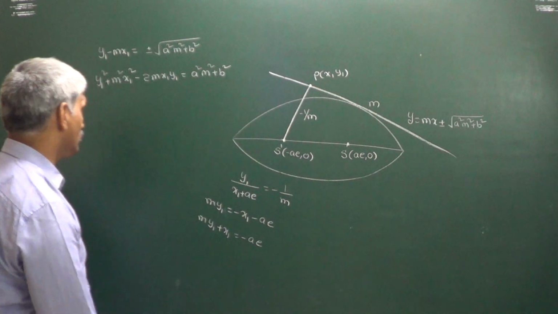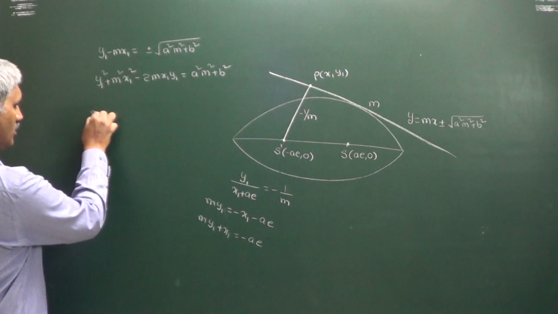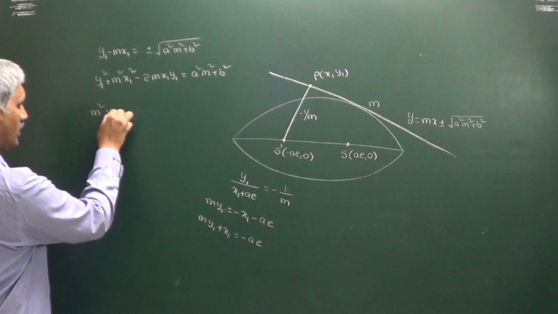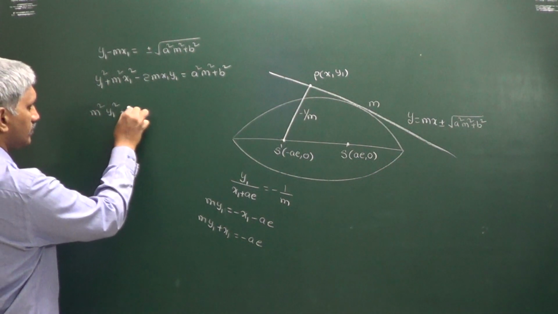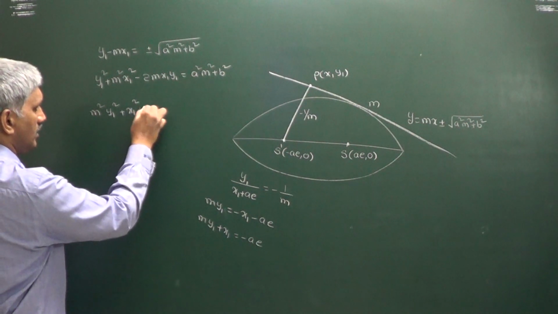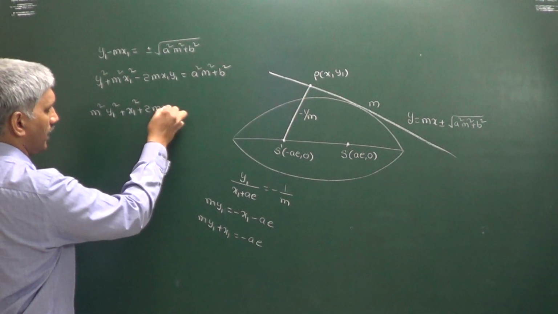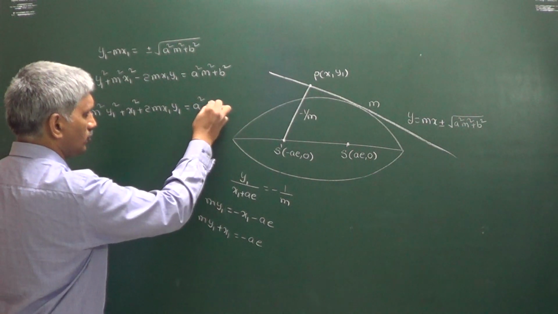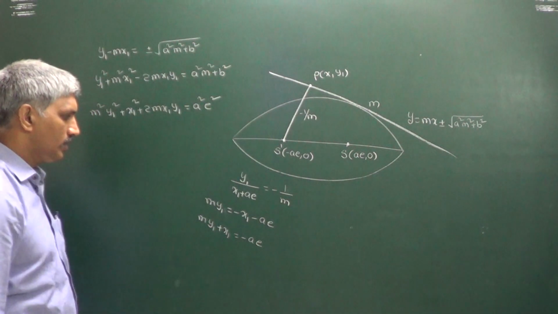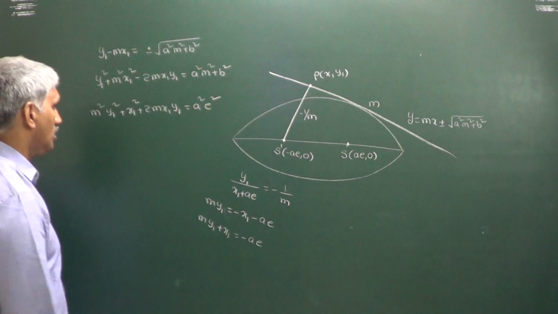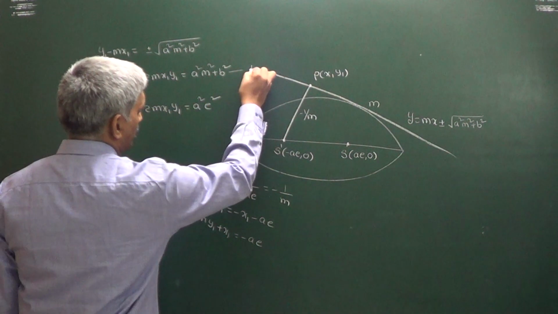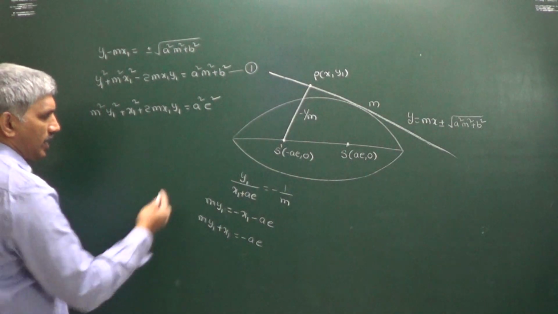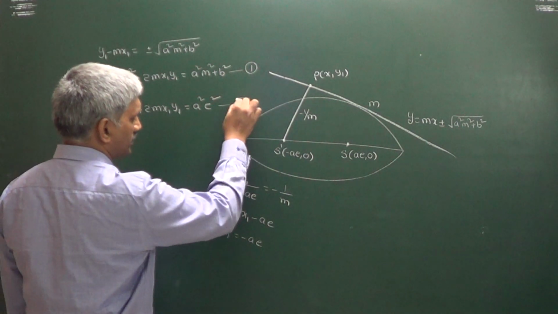Now squaring on both sides, what will we get? We get m square y1 square plus x1 square plus 2m x1 y1 equals a square e square. Now this is the information we got in the earlier case, and this is the information we got in the present case.